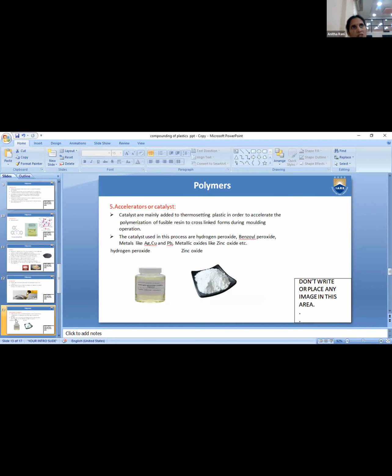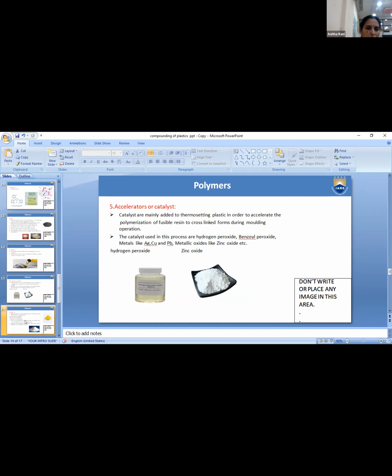Why are we adding catalyst? We are adding it to accelerate polymerization, to convert a fusible resin to a cross-linked form. A straight chain polymer we can convert into a cross-linked polymer, from straight chain structure to cross-linked structure.